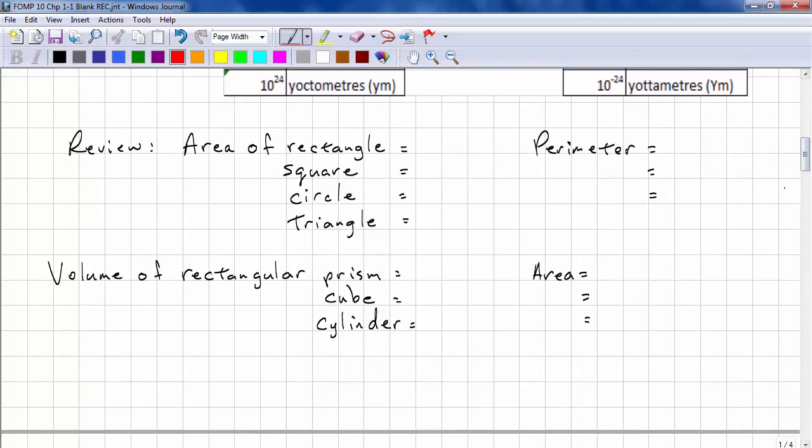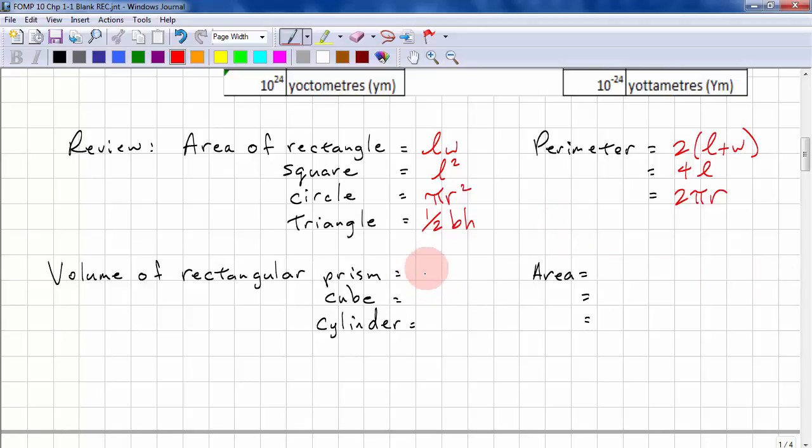Okay, before we get into any conversions, let's review some formulas. The area of a rectangle is length times width. The area of a square is length squared. The area of a circle is pi r squared. And the area of a triangle is 1/2 base times height. To get the perimeter of a rectangle, we have 2 times L plus W, or you can have 2L plus 2W. The perimeter of a square is 4L, and the perimeter of a circle is 2 pi r. There is no formula for the perimeter of a triangle because it's not consistent.